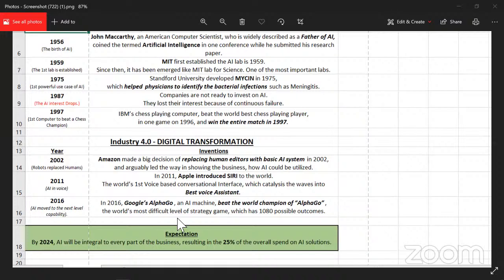In 2016, Google's AlphaGo, an AI machine, beat the world champion at Go, the world's most difficult strategy game, which has 10^80 possible outcomes. Again, in another game, Google's artificial intelligence machine has defeated it. So a lot of inventions are happening, and they are releasing them into the market.